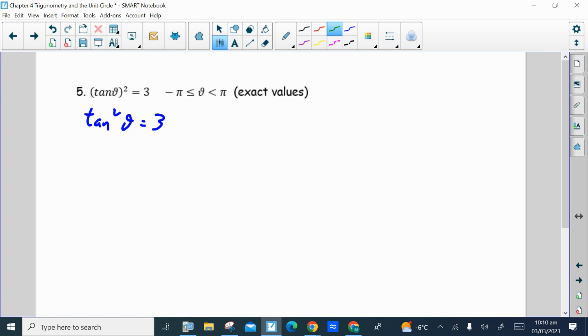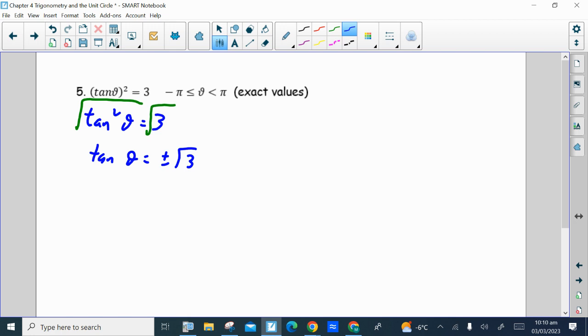So to get the tan of theta by itself, you would take the square root of both sides. And whenever you're solving an equation and you take the square root of a number, there are always two answers being looked for, and they are the positive and negative root.